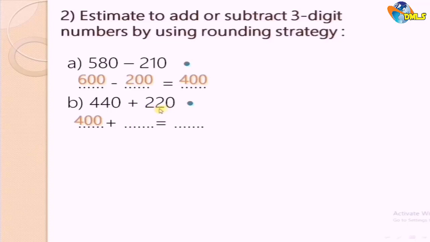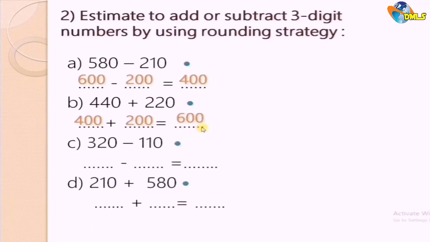The second number is 220. A 3-digit number. We want to round it to the nearest hundred, so we will look at the tens digit. The tens digit here is 2. 2 is a weak digit, so 220 we round down to be 200. 400 plus 200 will be 600. Now students, it's your turn. Please think and answer questions C and D, and you have 10 seconds.